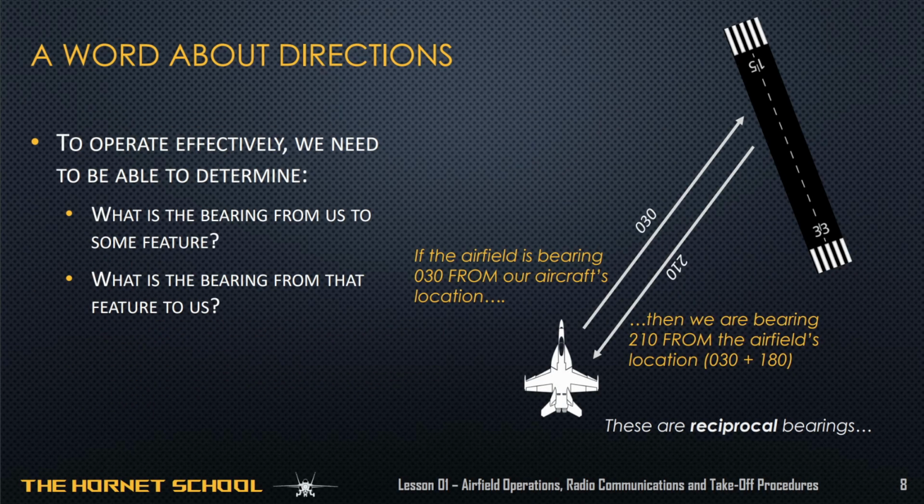A word about directions. To operate effectively, we need to be able to determine what is the bearing from us to some feature, and what is the bearing from that feature to us. If the airfield is bearing 030 from our aircraft's location, then we are bearing 210 from the airfield's location, or 030 plus 180. These are known as reciprocal headings.